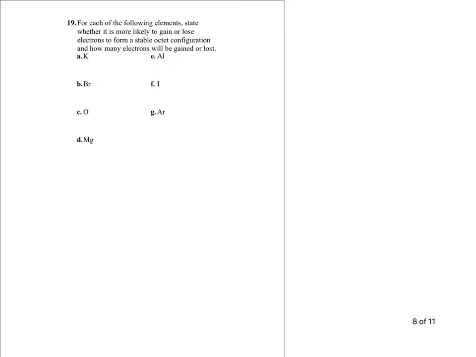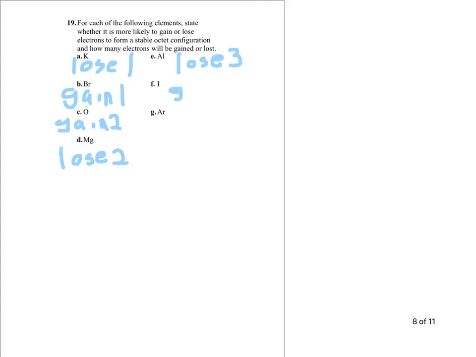So potassium's going to lose 1. Bromine's going to want to gain 1. Oxygen's going to want to gain 2. Magnesium's going to want to lose 2. Aluminum's going to want to lose 3. Iodine's going to want to gain 1. And argon's not going to do anything. It's not going to gain or lose anything. None.